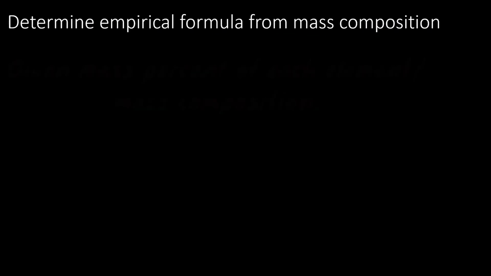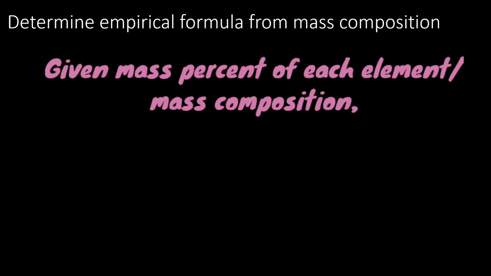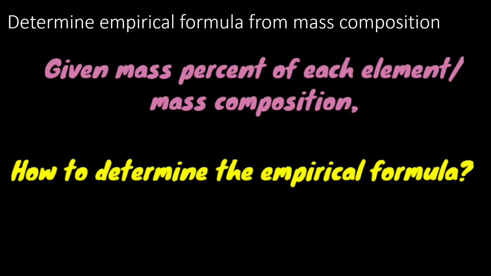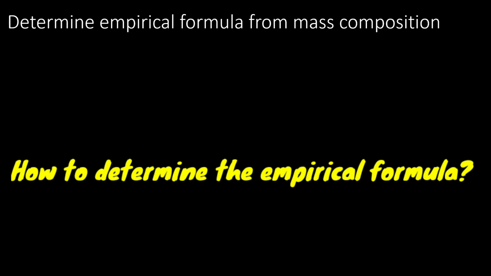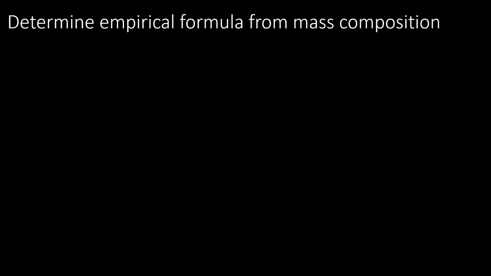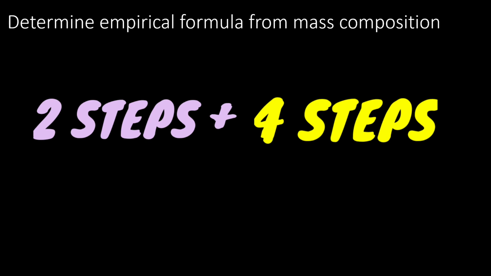How about if you have been given mass percent for each of the elements present in a compound? How do you determine the empirical formula? So basically, if you have been given mass percent compositions of each of the elements, you just need to add 2 more steps. So before going through the 4 steps, you need to add 2 more steps.